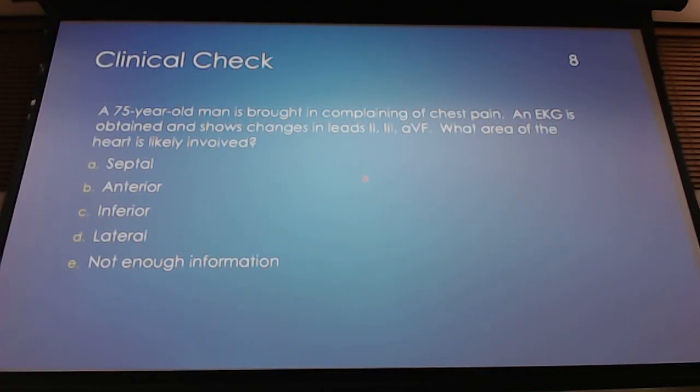Okay. Well, what you said, delta. So now that you're reconsidering, what leads do you think go to delta? What are those lateral leads? AVL, right? Because L, lateral, left. Yep. 1, AVL, V5, V6. And 1, AVL, 5, and 6 are going to give us that lateral portion of the heart.